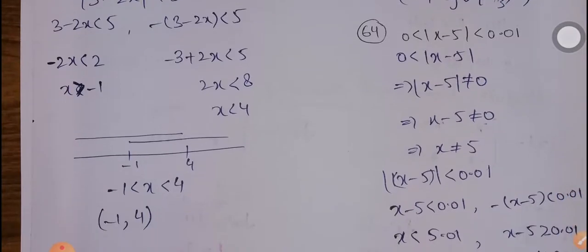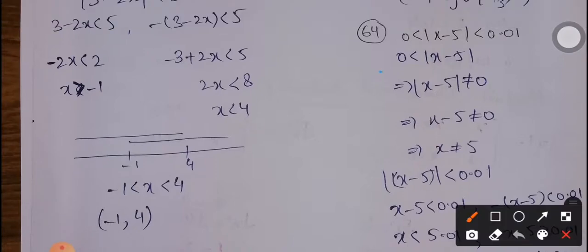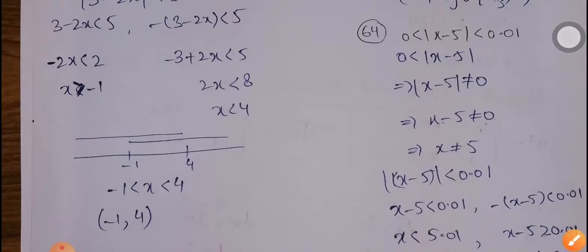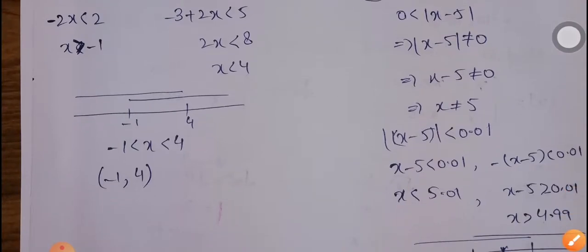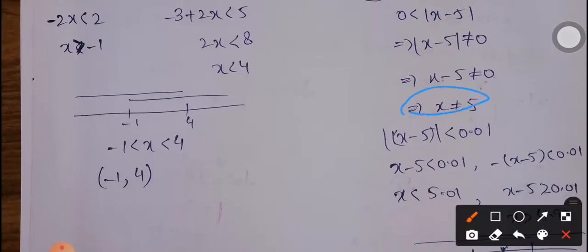Then we have question number 64. 0 is less than the absolute value of x minus 5, which is less than 0.01. So again we are going to break this into two parts. The first one is 0 is less than mod of x minus 5. As we have discussed earlier, whenever we have an inequality sign with 0 on one side, we do not need to solve it completely, because this expression is always greater than or equal to 0. So greater than 0 is always satisfied. We just need to check the sign of equality. So the mod of x minus 5 is not equal to 0. So x minus 5 is not equal to 0, that is x is not equal to 5. This provides the information that we have to remove 5 from the solution set.